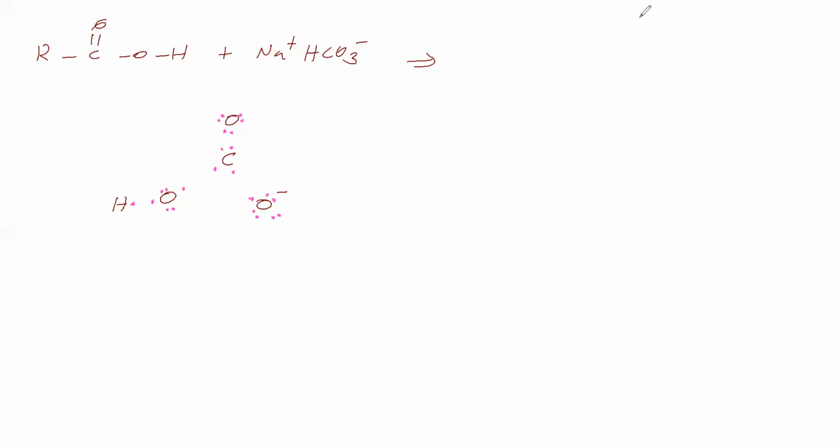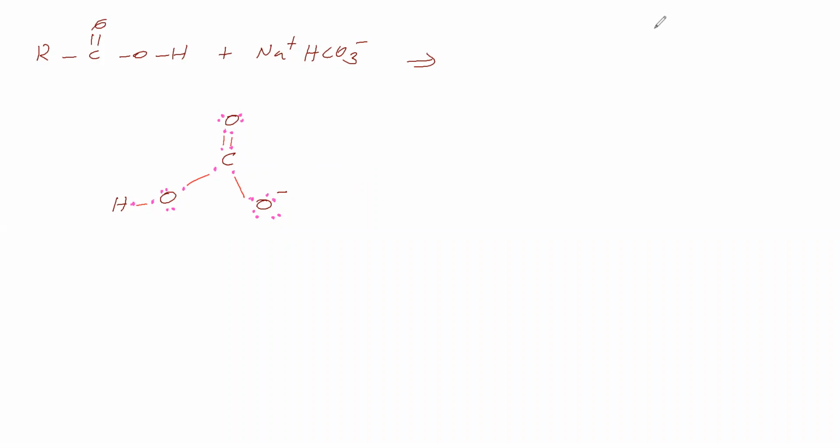Okay. Now we will see the bonding, how the bonding will be there. Here a double bond will be given. Here a single bond will be given. Here a single bond will be given. Here a single bond will be given. Okay, this is bicarbonate we said.